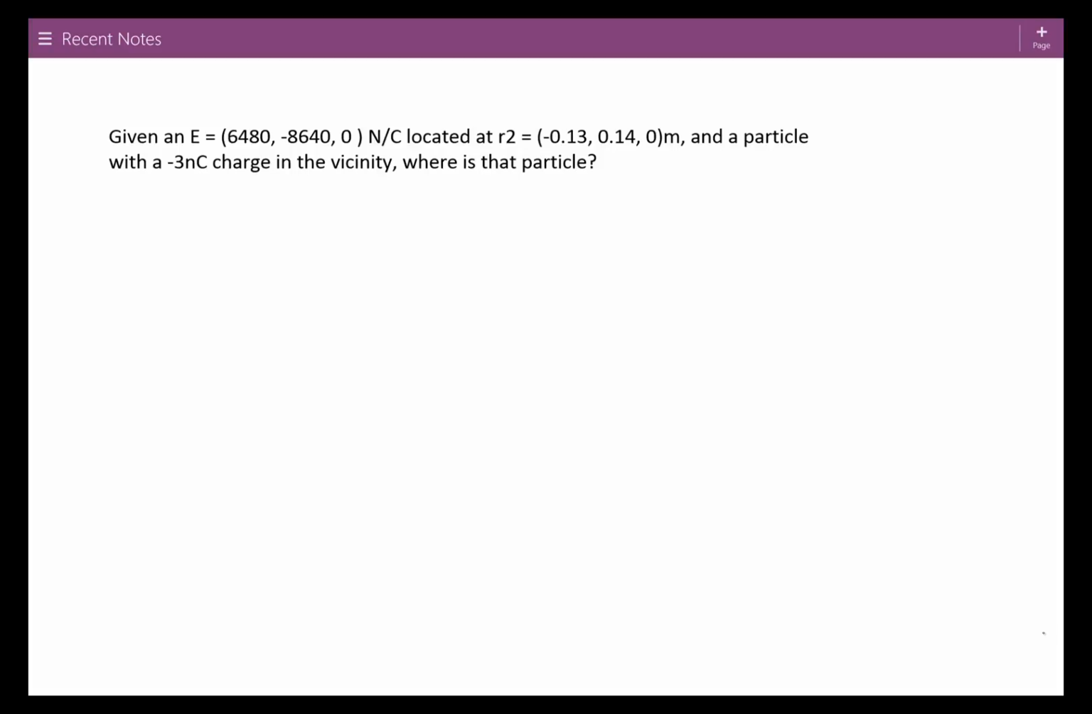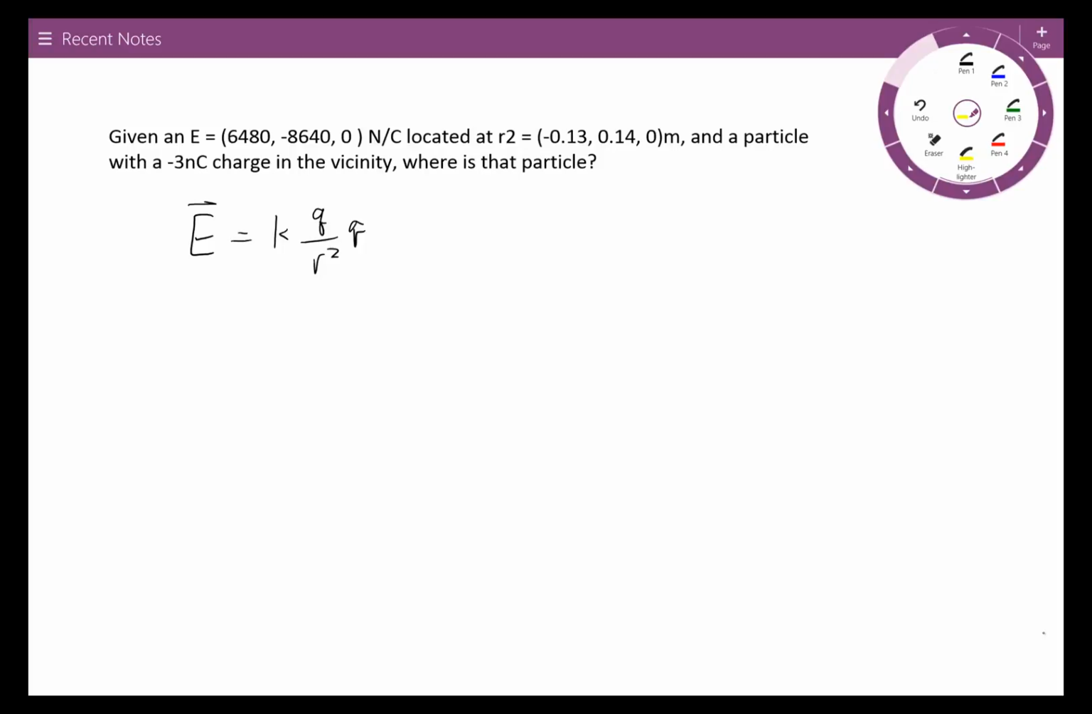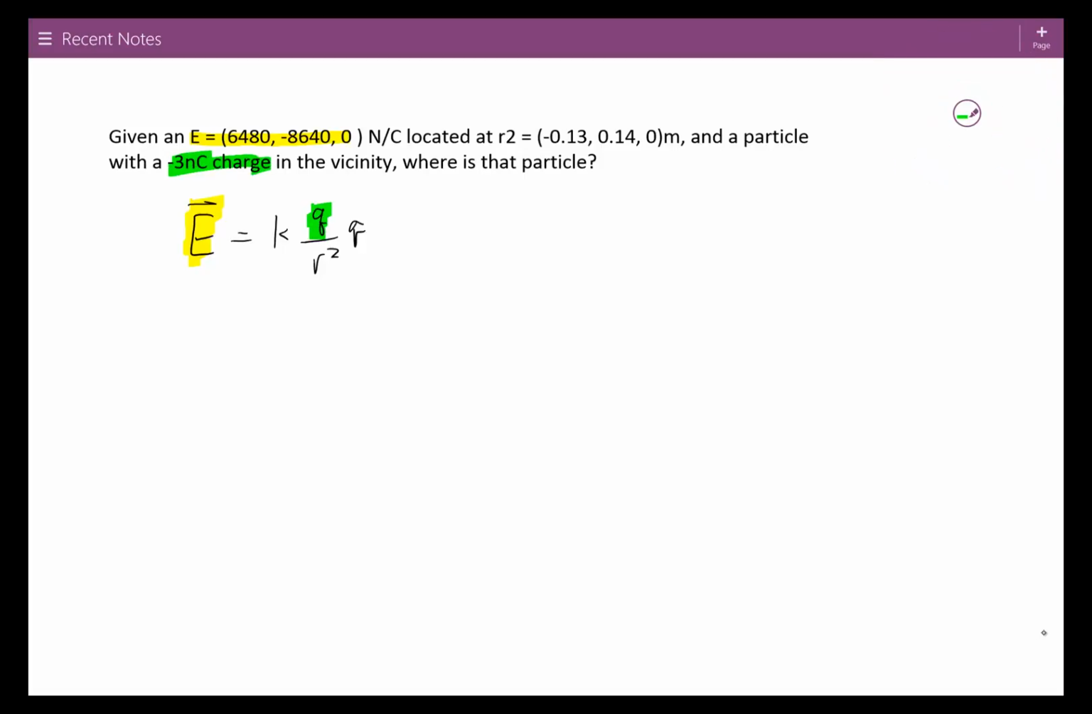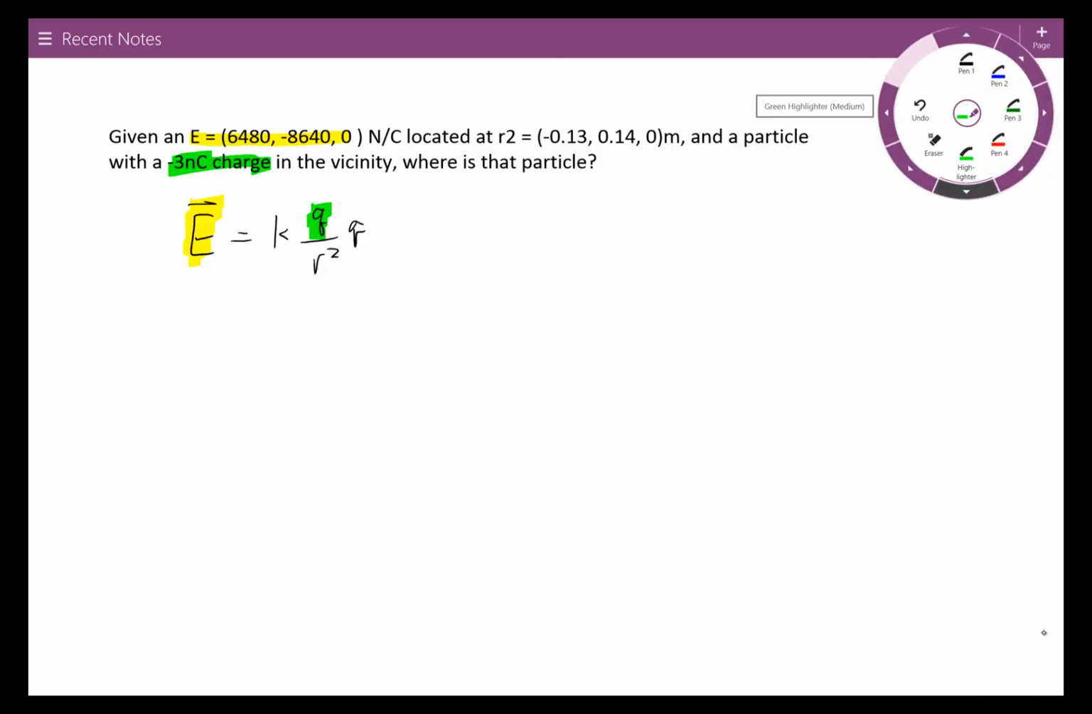So realize that we're dealing with an electric field, positions and charge. One thing we can count on is that the electric field equation has something to do with it. At the moment, we have the value of the electric field. We have the value of the charge, but we don't know very much at all about the location.